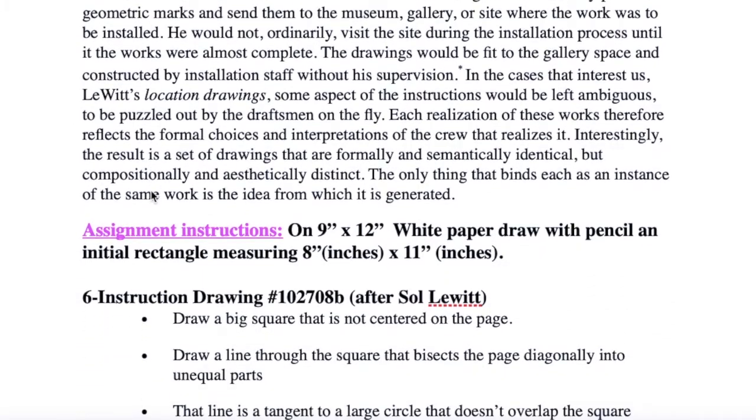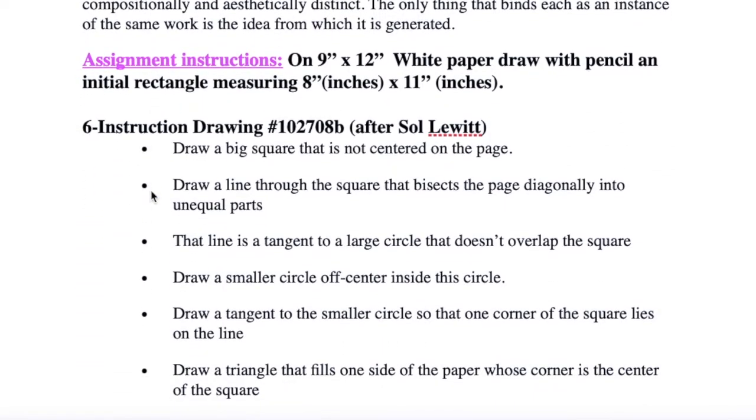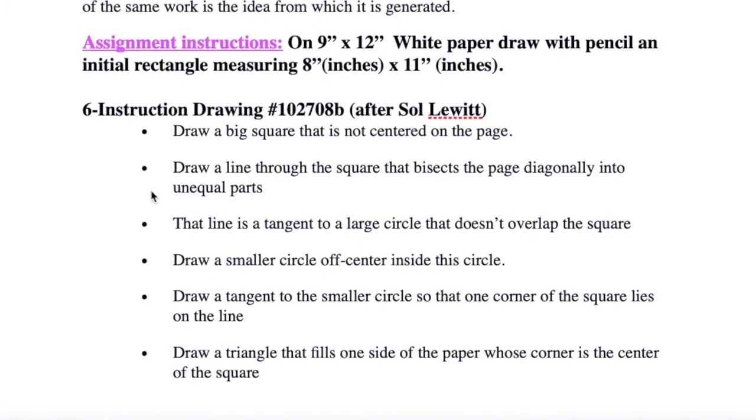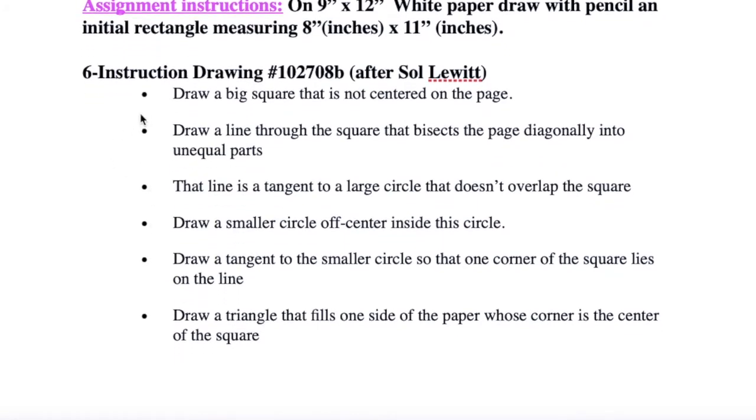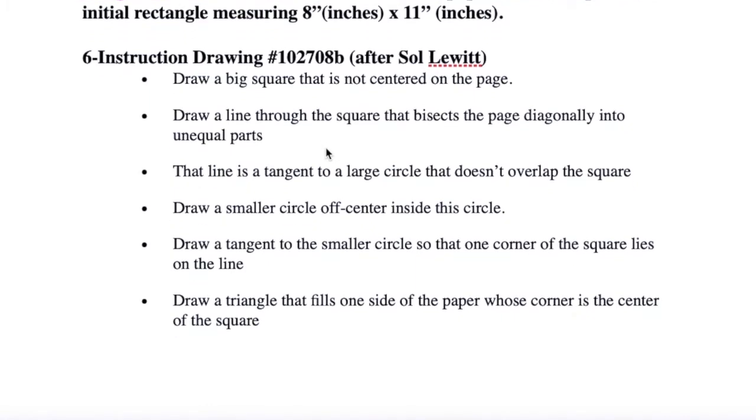Now, our assignment here is on your 9x12 white paper, draw with a pencil an initial rectangle measuring 8 inches by 11 inches. And these are your instructions. 1. Within that rectangle, draw a big square that is not centered on the page. 2. Draw a line through the square that bisects the page diagonally into unequal parts. That line is tangent to a large circle that doesn't overlap the square. The circle doesn't overlap the square. The line can overlap the square.